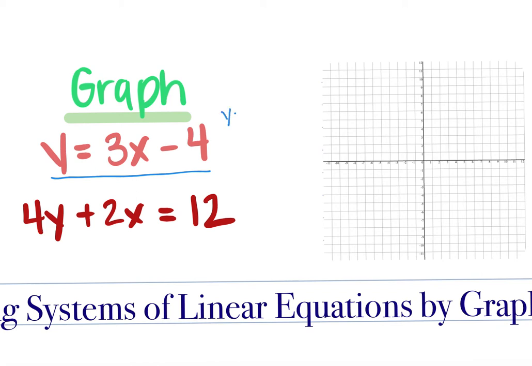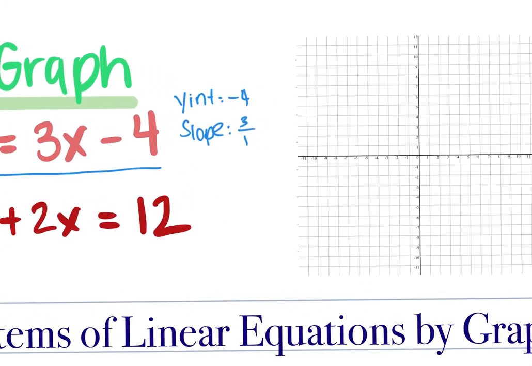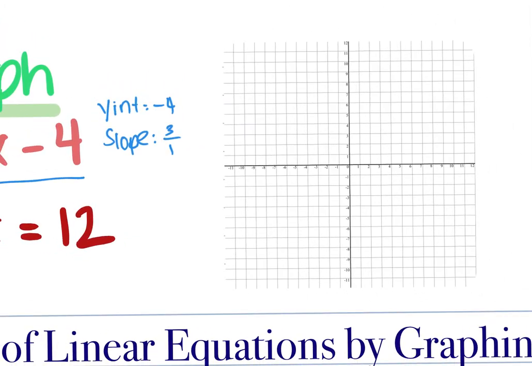Excellent. So for the first one, my y-intercept is going to be -4. What else? Good. The slope is 3/1. How'd you know that, Gabby? Very good. It's in y equals mx plus b form. We also call that slope-intercept form. What do I do with that information, Gabby? You go down 4 on the y and -4. Mm-hmm. And then you go up 3 to the right 1. Perfect.